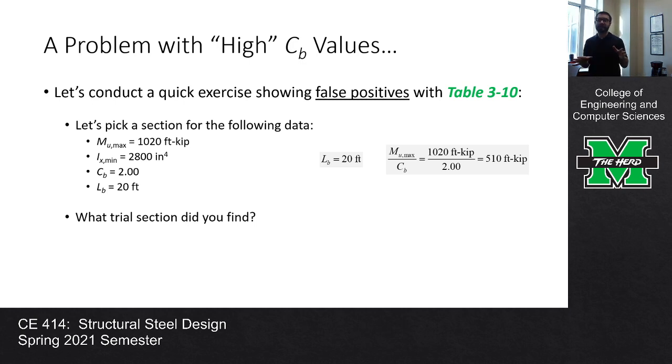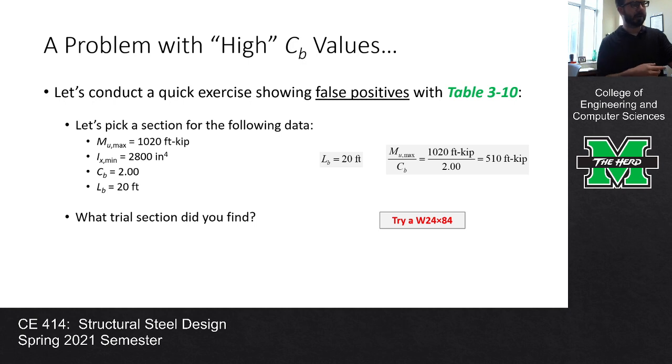What you ought to do is pause the video and see if you can locate that trial shape based on that data. Again, you're going to go into the table, x-axis 20 feet, y-axis 510, find that point, look up and to the right, and find the trial shape. So you ought to pause the video and see what you can find. You should find a W24x84. That should be the section that you locate.